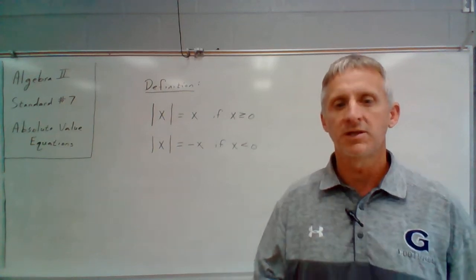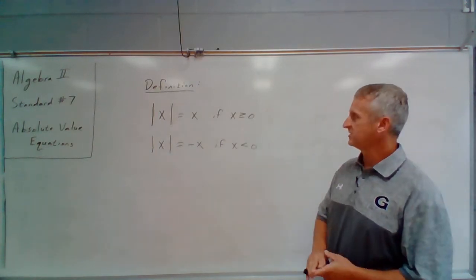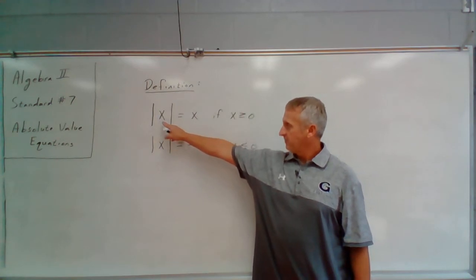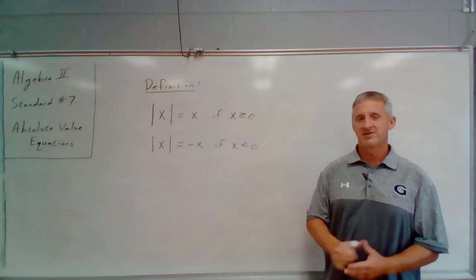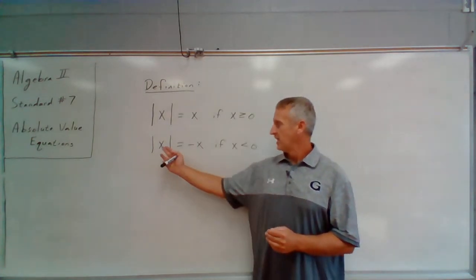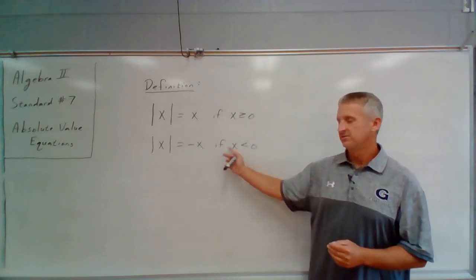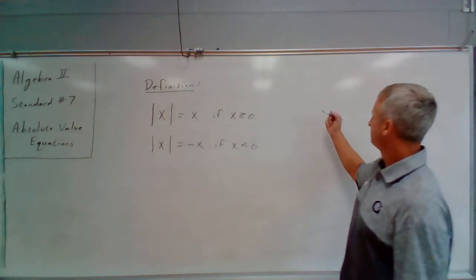All right, so let's talk about absolute value. The definition of absolute value is this. The absolute value of x is equal to x if x is greater than or equal to 0. The absolute value of x is equal to the opposite of x if x is less than 0. So let's look at some examples.